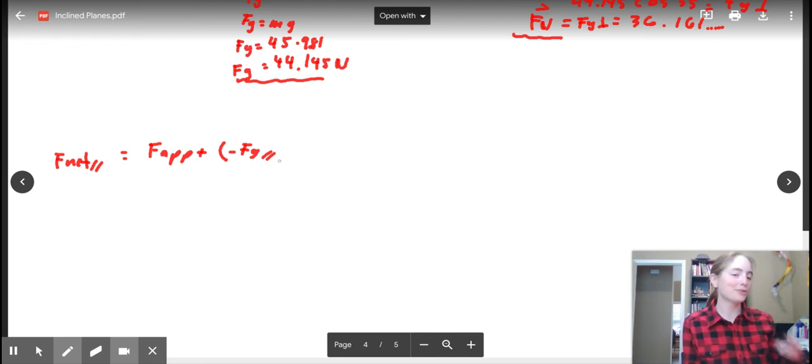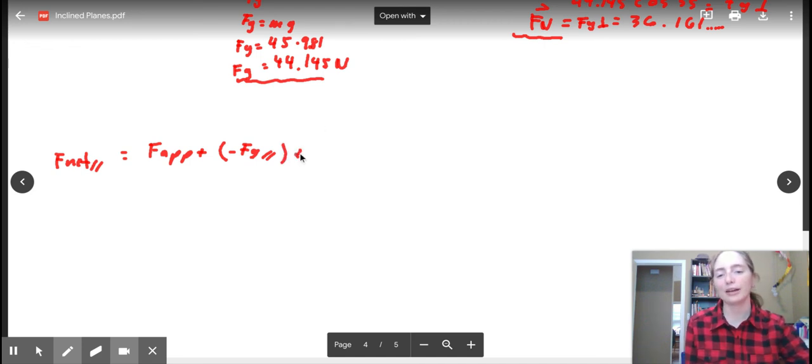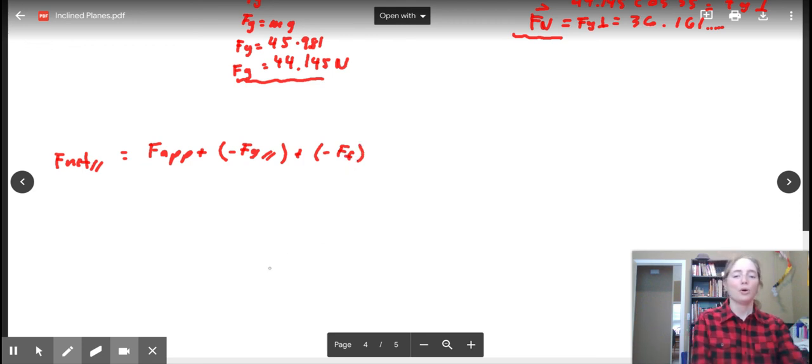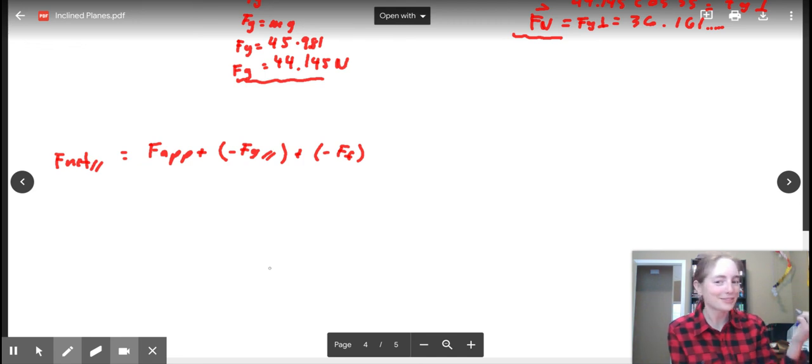So not only when you're pushing an object up a ramp do you have to oppose your friction, you also have to oppose the force of gravity on the parallel. Okay, so then we also have minus our force of friction. I'm going to just rearrange this because I can, and we want to have our lovely force of friction on the other side.